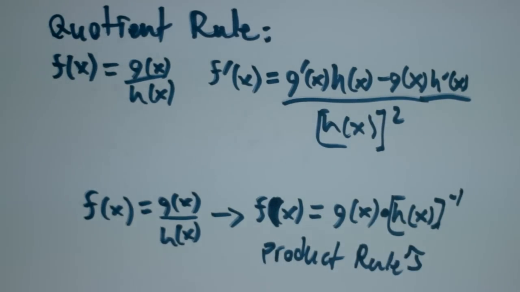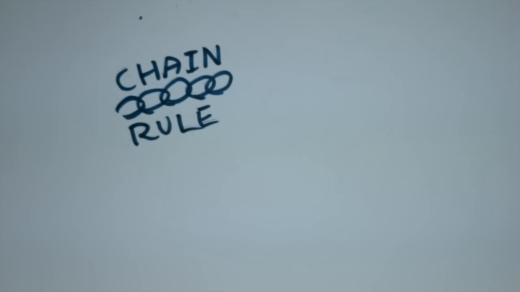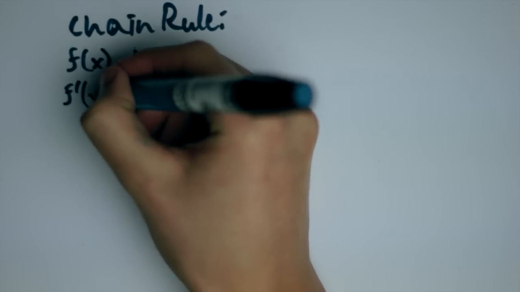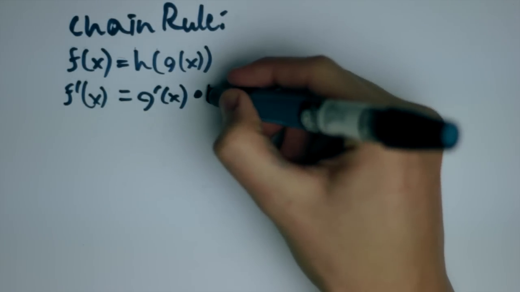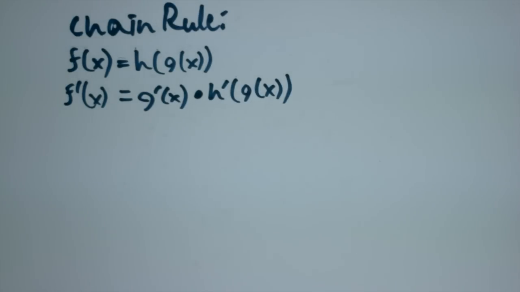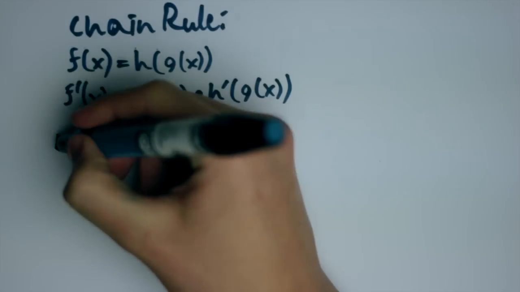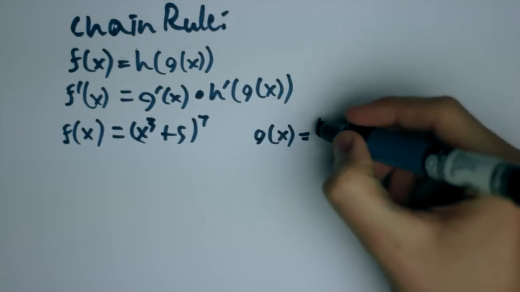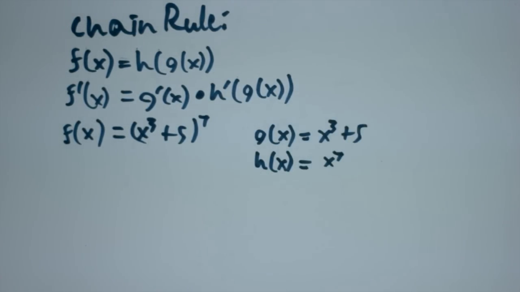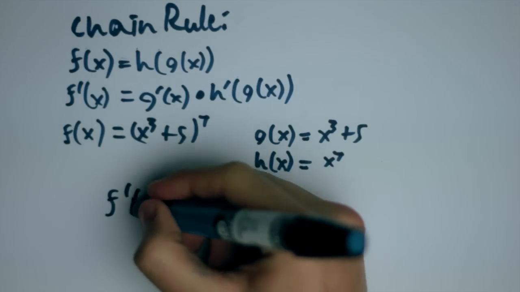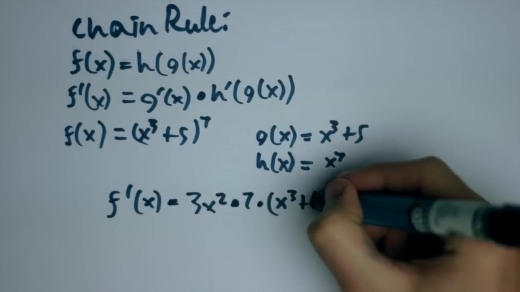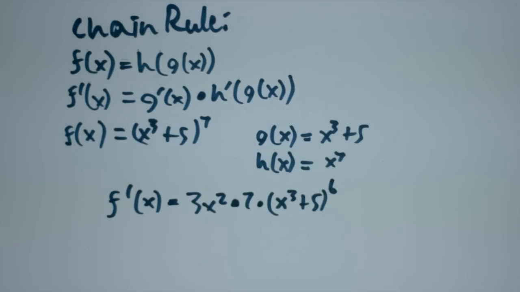Now, the chain rule. The chain rule is all about functions within functions. The chain rule states that if f of x equals h of g of x, then f prime of x equals g prime of x times h prime of g of x. So if we have f of x equals x to the third plus 5, to the 7th, then h of x is x to the 7th, and g of x is x to the third plus 5. Then we substitute it into the rule, and we get f prime of x equals 3x squared times 7 times x to the third plus 5, to the 6th. And that's differential calculus. Ish.